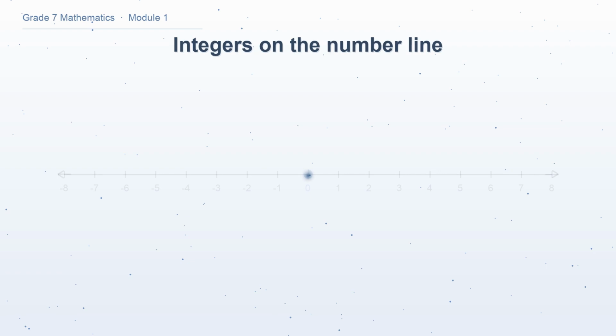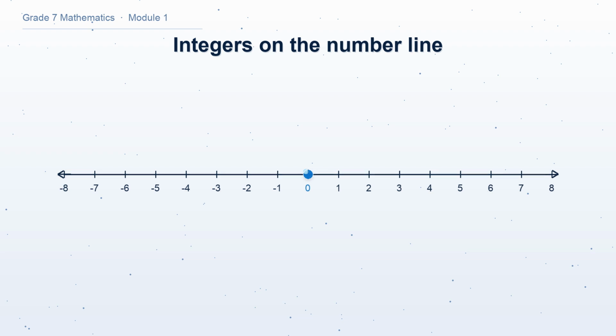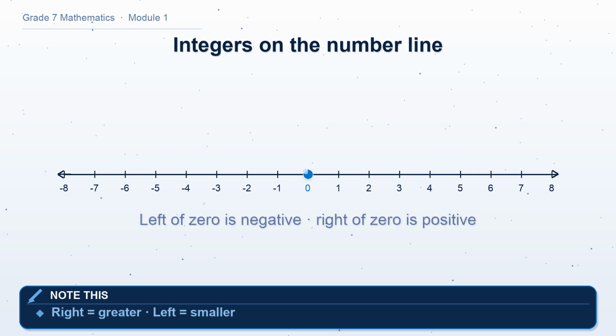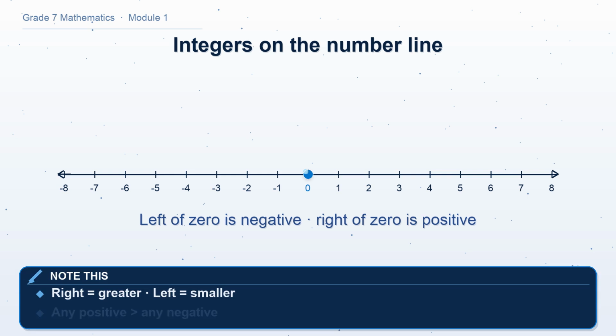The number line makes integers easy to picture. 0 sits in the middle. Numbers to the right are positive, and they grow larger as we move right. Numbers to the left are negative, and they grow smaller as we move further left. So -5 is less than -2. And any positive number is always greater than any negative number. It works much like temperature or meters above and below the surface of a lake.